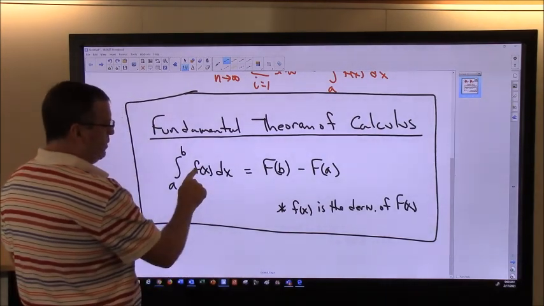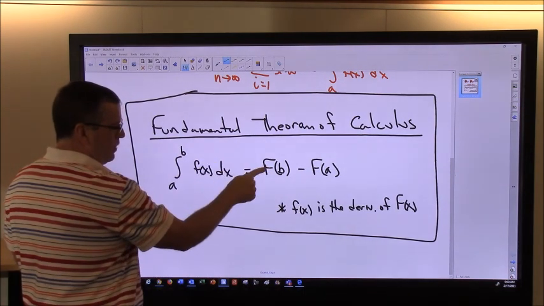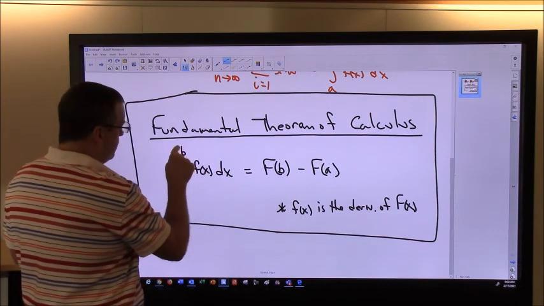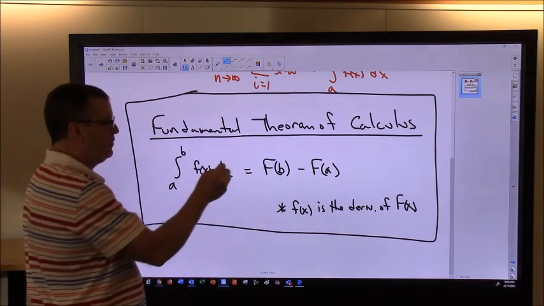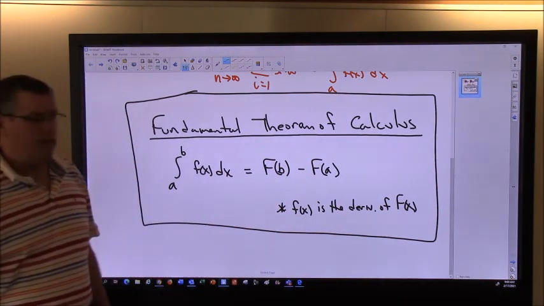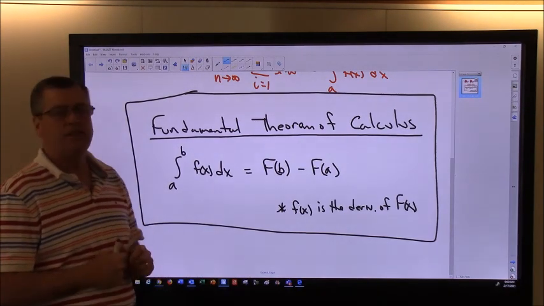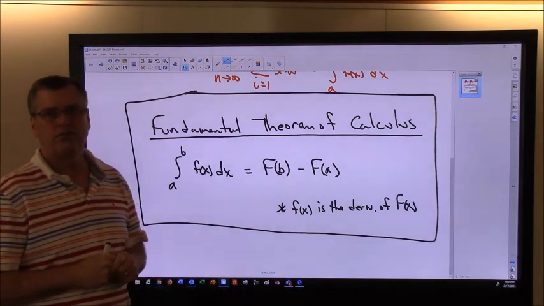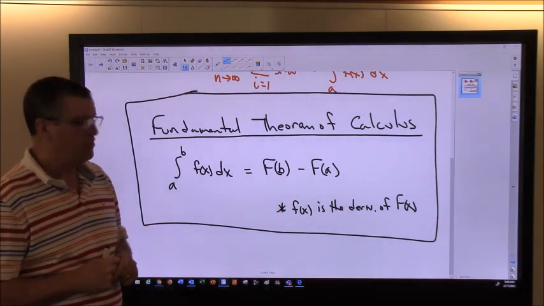So once I do the integral, right, this is the derivative, so if I go this way I'm doing the integral, then what I'm going to do is take the top number, plug it into that function, see what I get, some number, minus what I get when I plug the bottom number in. And that's what we want to be able to do, is to evaluate definite integrals. That's our goal for today. All right, let's do an example.